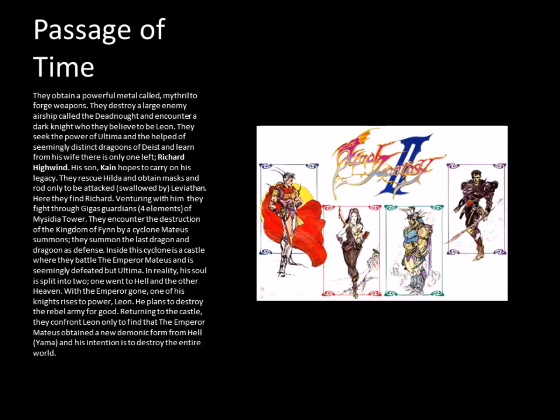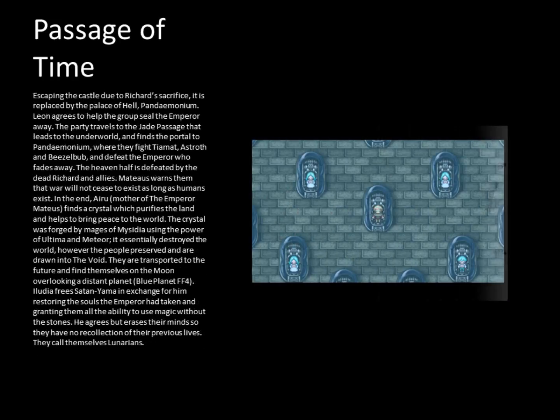Returning to the castle, they confront Leon, only to find that the Emperor Matthias obtained a new demonic form from hell, and his intention is to destroy the entire world. Escaping the castle due to Richard's sacrifice, it is replaced by the Palace of Hell, Pandemonium. Leon agrees to help the group seal the Emperor away.